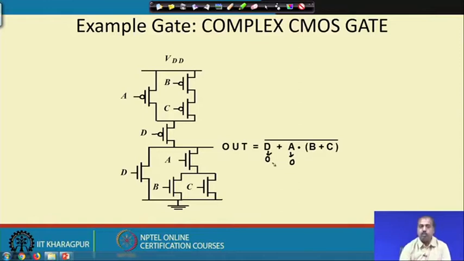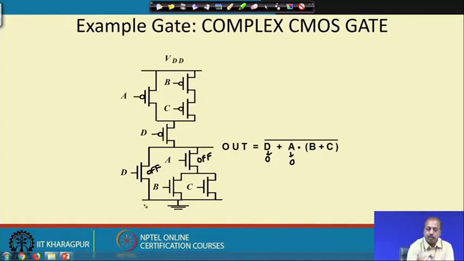So, if we put D equal to 0 and A equal to 0, output should be equal to 1. Now, look into this circuit, if D equal to 0 and A equal to 0. So, this transistor is off and this transistor is also off, this transistor is also off. Now, naturally there is no current flow path from the output to the ground. So, that part is disconnected.